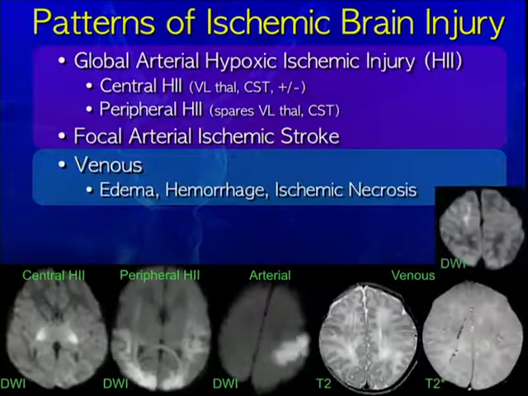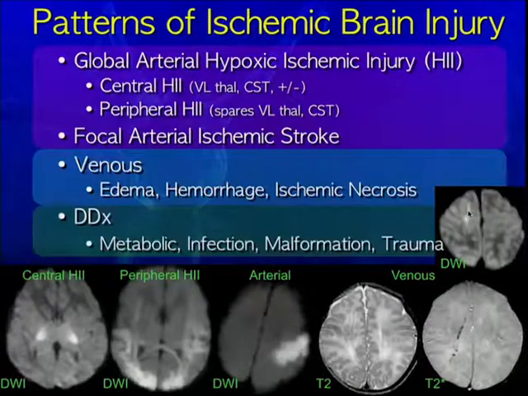We can get ischemic injuries on the venous side as well. Sometimes we just get venous edema. Sometimes there's venous hemorrhage. But occasionally we'll see some subcortical ischemic necrosis from a venous side, so either from the arterial or venous are the patterns of ischemic injury we see. But as a radiologist, one of the first things you have to make sure is that there is a differential diagnosis and we're sure we get the right diagnosis.